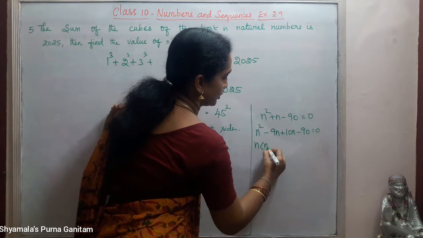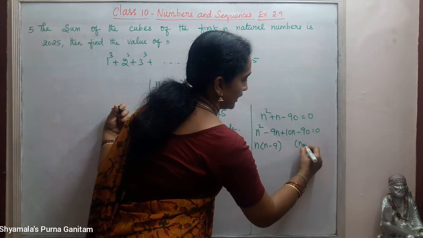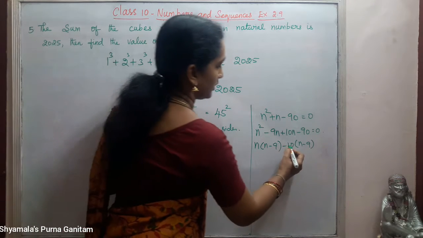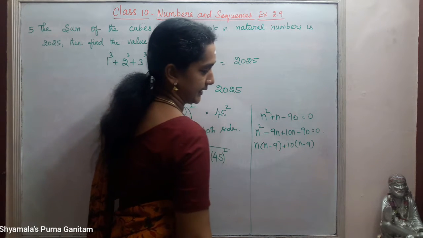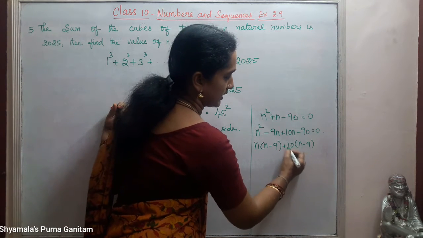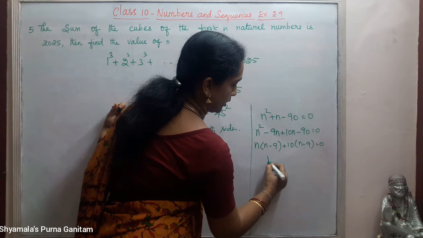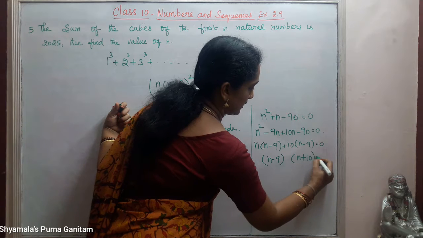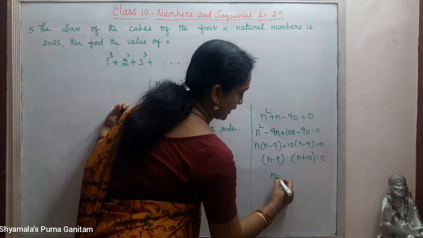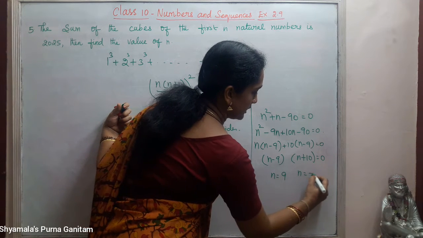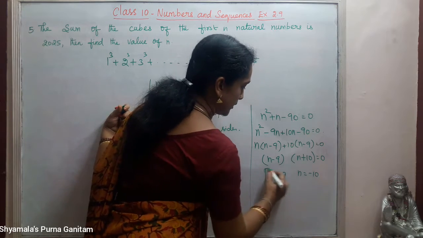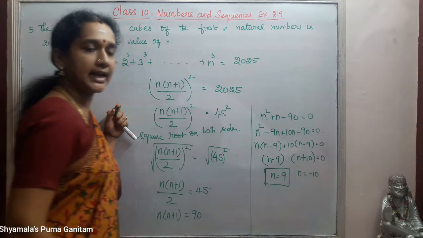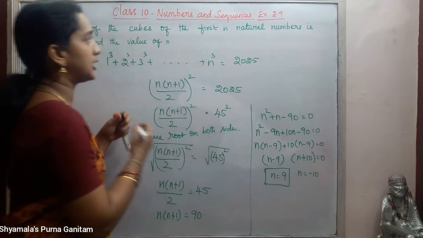So, n into n minus 9, and if it is n minus 9 we have to take plus 10 outside. So, plus 10n minus 90 is equal to 0. So, n minus 9 and n plus 10 is equal to 0. So, n is equal to 9 and n is equal to minus 10. N is not negative. So, n value is equal to 9.